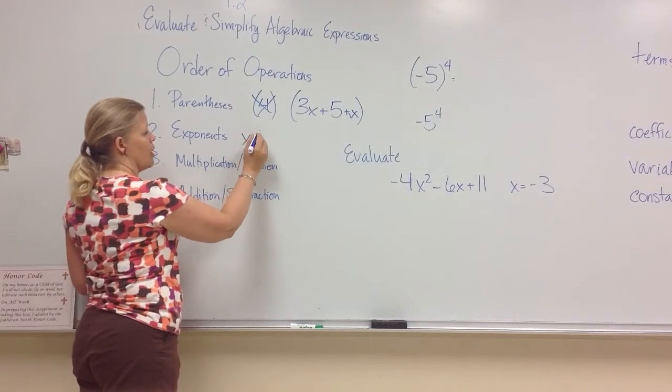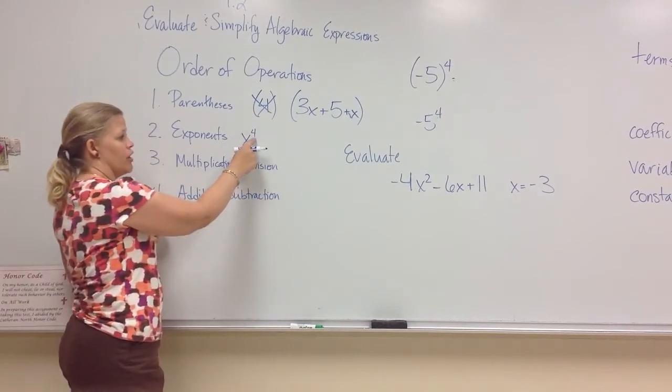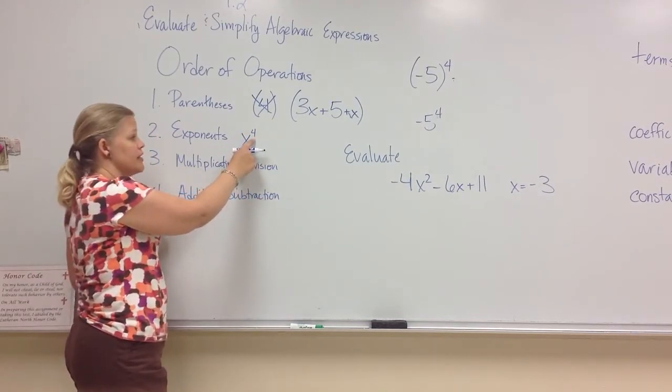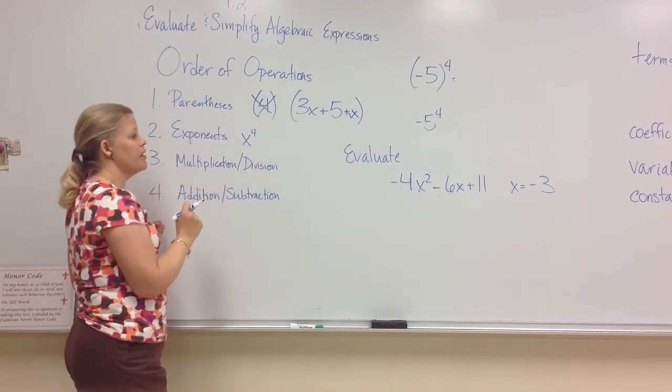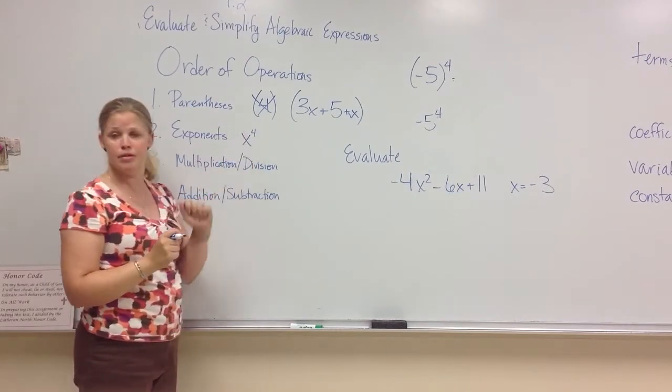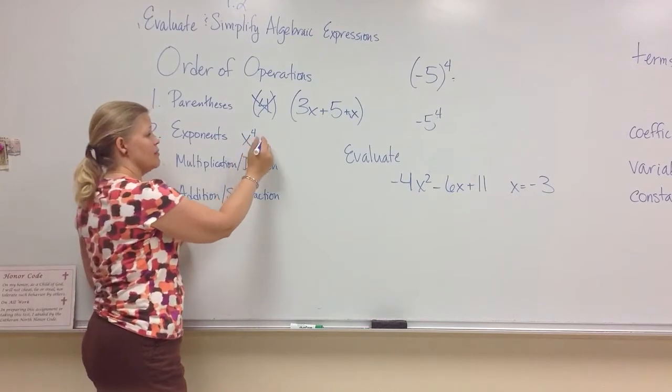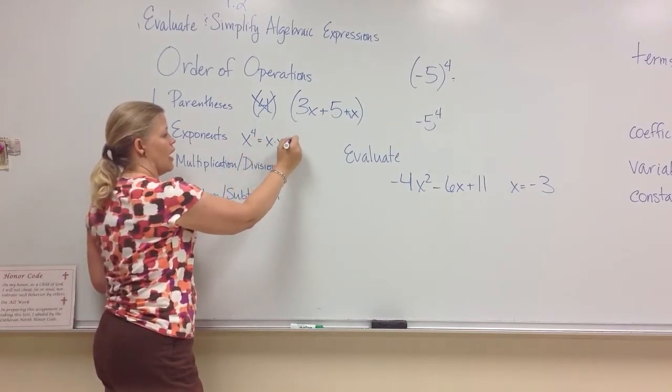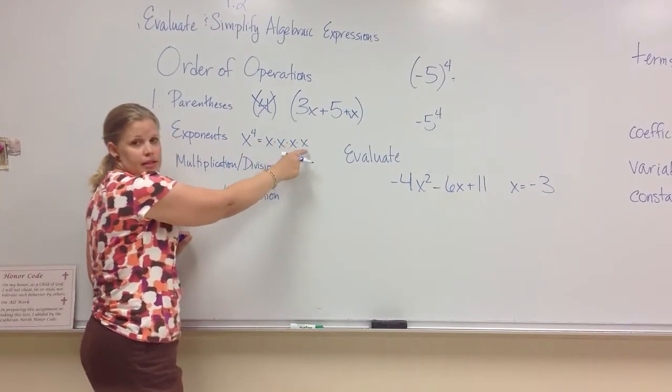Hopefully you all remember what an exponent is. It's going to be a very small number written off to the side and kind of up. And what it's saying is not x times 4, but x times itself 4 times. So x times x times x times x.